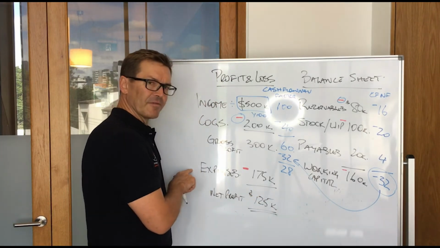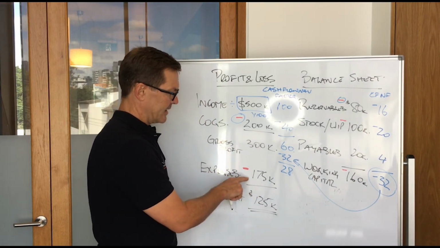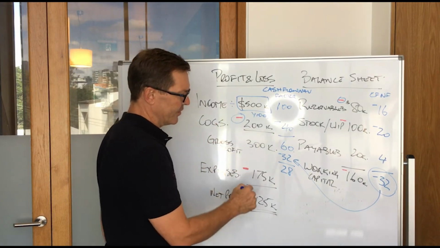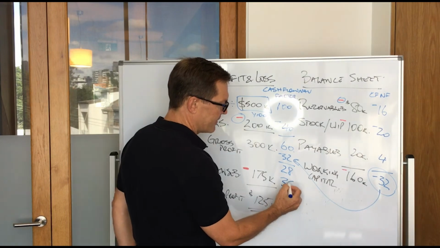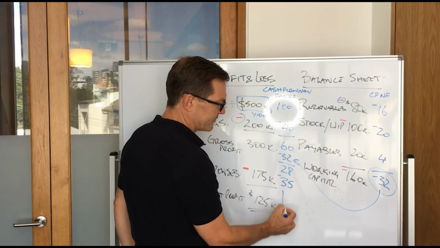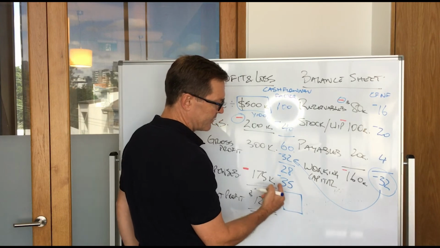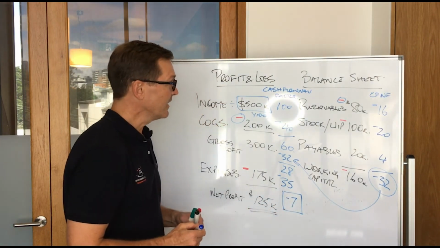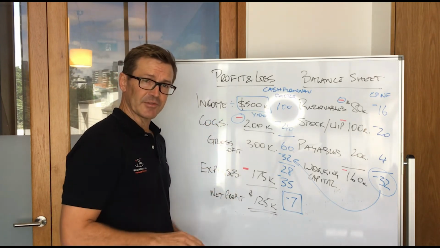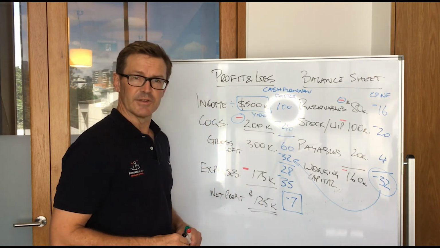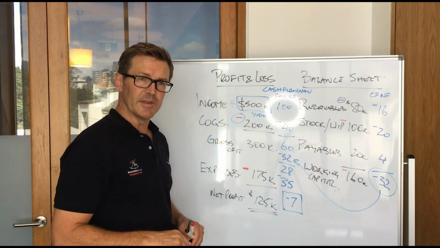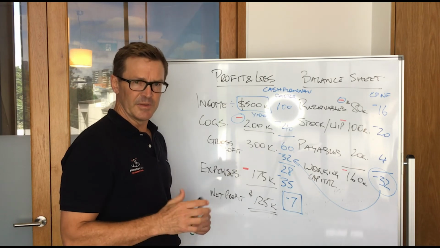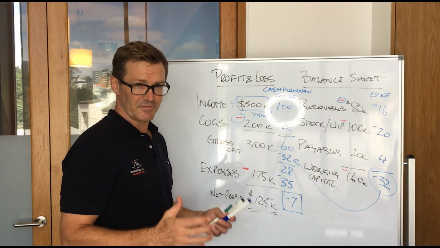And then we work out the factor of the expenses. 175 divided by 500 times 100 is 35. Now we can start to see what's happening in this business. 35 away from 28 is minus 7. This business has a cash flow factor of minus 7. What that means is, for the next dollar the business grows, the business owner's got to find 7 cents to fund the business.